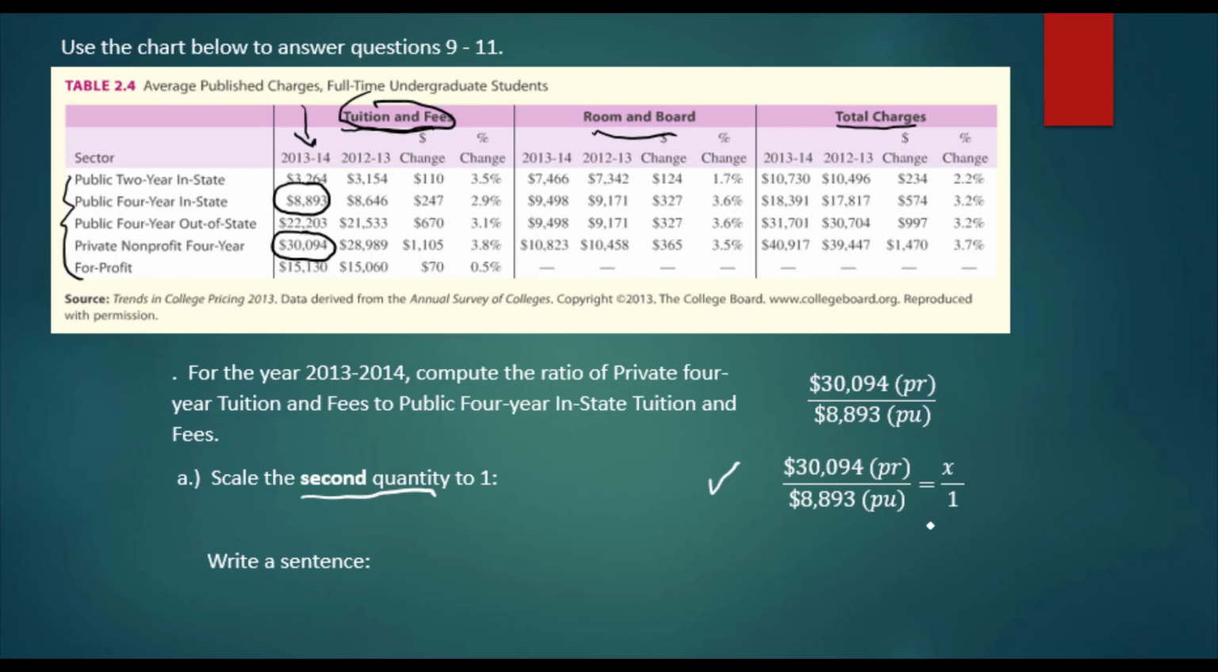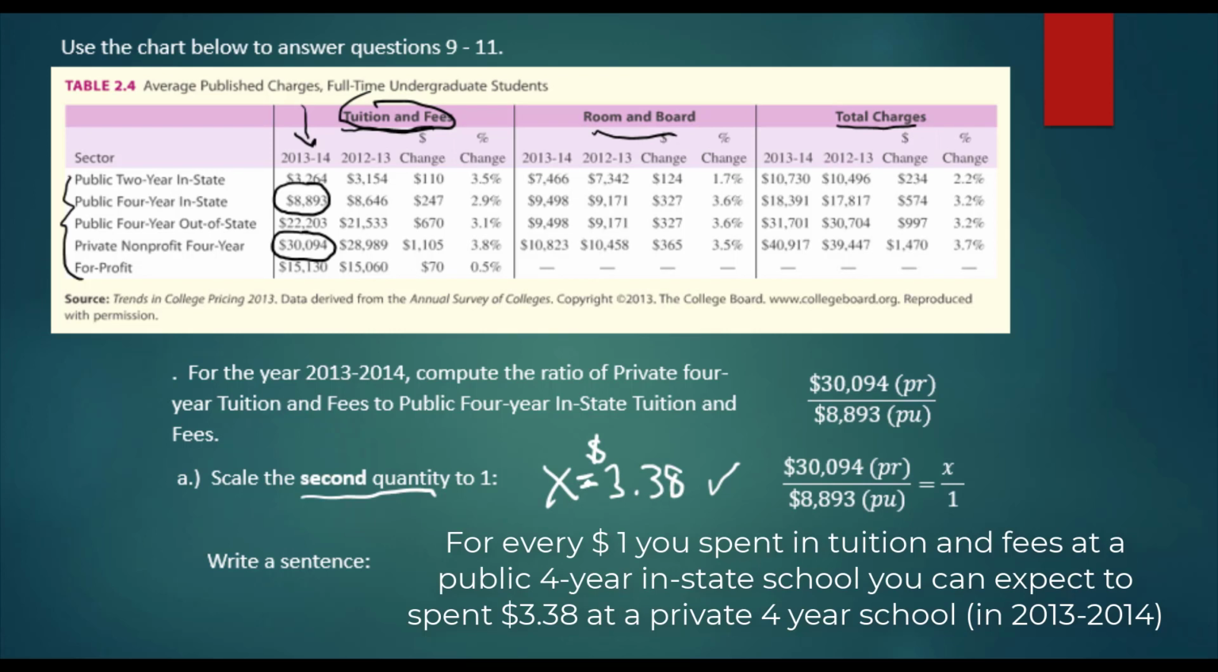We've done it a lot of times now. And for this one, I'm getting x equals 3.38. Of course, it's all dollars. Now write that in a sentence. You write it in a sentence.